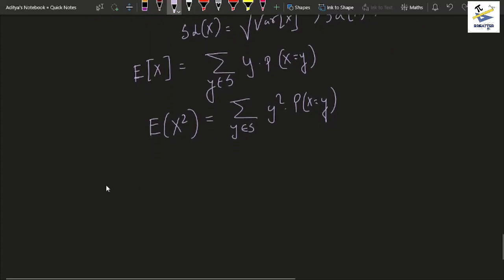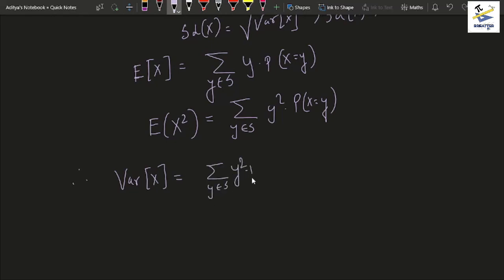So in simple words, therefore, variance of X should be equal to the sum over y belongs to S of y square into probability of X equals y, minus the sum over y belongs to S of y into probability of X equals y, but this has been whole squared. This is the variance. Okay, if you put a whole root over it, it will become the standard deviation.